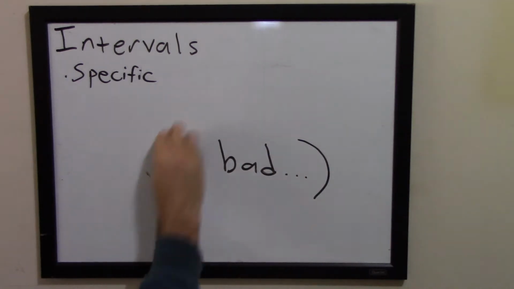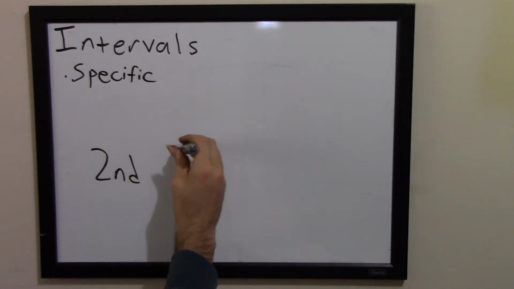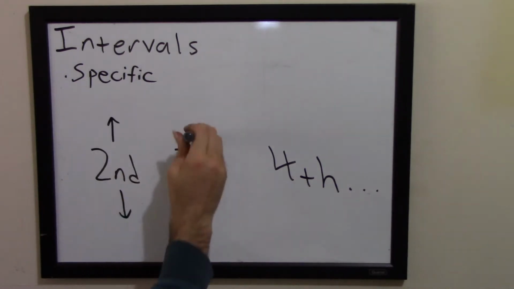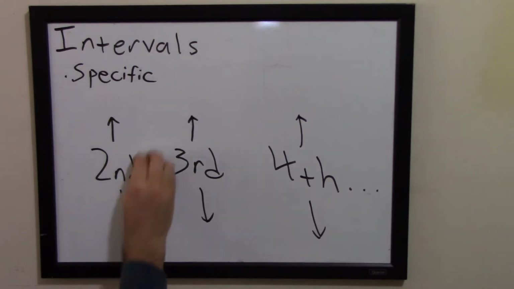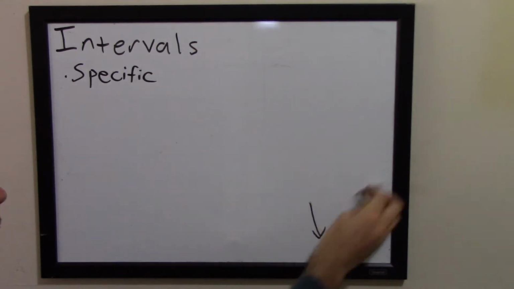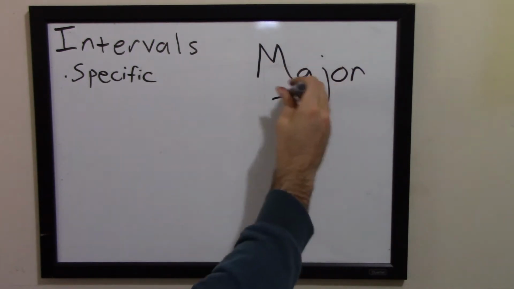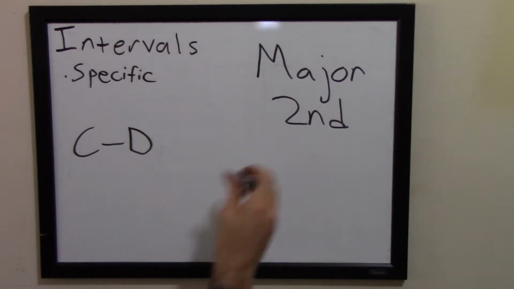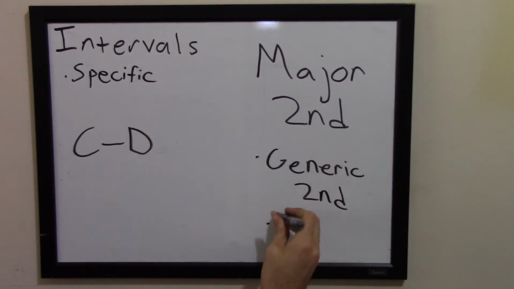So here we go. I'm going to teach you one type of each of the intervals: one type of second, one type of third, one type of fourth, one type of fifth, sixth, and seventh, and then I'm going to teach you how to adjust those to arrive at the other ones, because I think that will be easier than memorizing them all. So, first, let's learn the major second. From C to D is a major second. So it's a generic second that consists of two half steps.